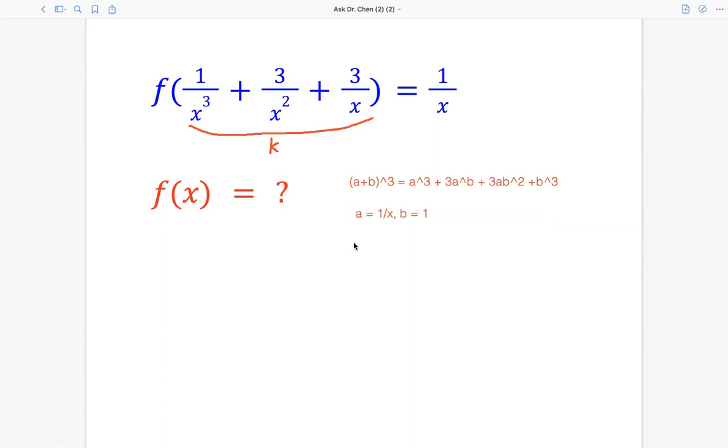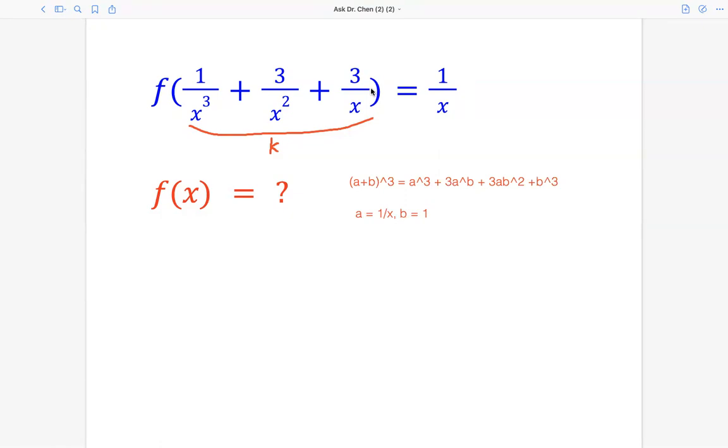If that's the case, you see we have a cubed, 1 over x cubed, we have 3a squared b, right? B is just 1. In multiplication, 1 doesn't contribute to anything. We just have 3 times 1 over x squared, then 3 over x. Then we're just missing b cubed, which is 1 cubed, just 1.